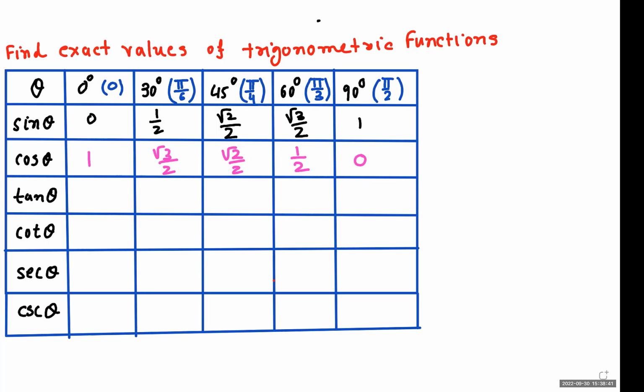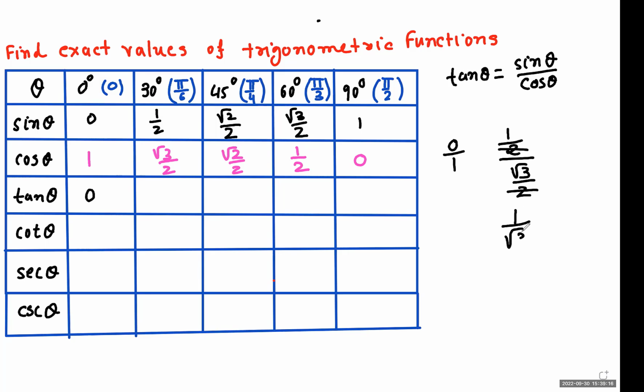Now to find tangent theta, we know that tangent theta is the quotient of sine theta divided by cosine theta. So we're going to divide the value 0 by 1 to find the value of tangent 0 degrees. So here we are simply going to say 0 over 1. So 0 over 1 is 0. Next value, we're going to say 1/2 over square root of 3 over 2. We have same denominator for both fractions, so we can cancel them out. So we get 1 over square root of 3. And now we can rationalize the denominator by multiplying radical 3 on the top and the bottom. So our final answer is square root of 3 over 3.